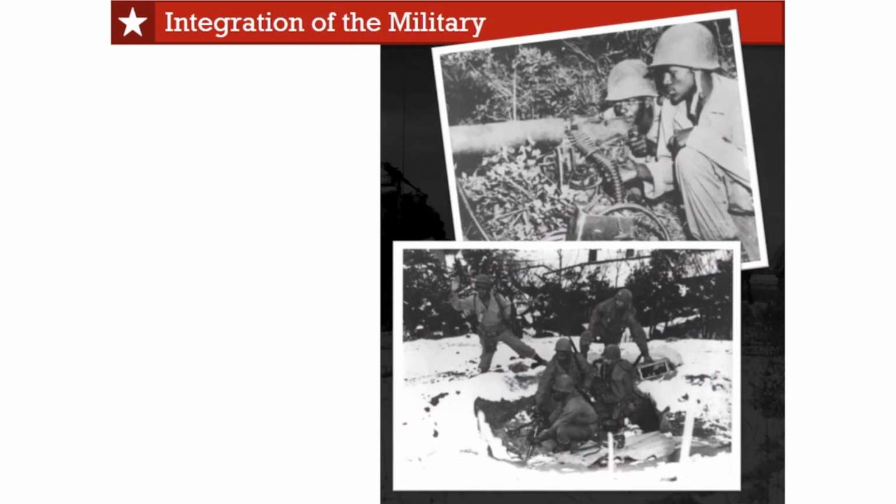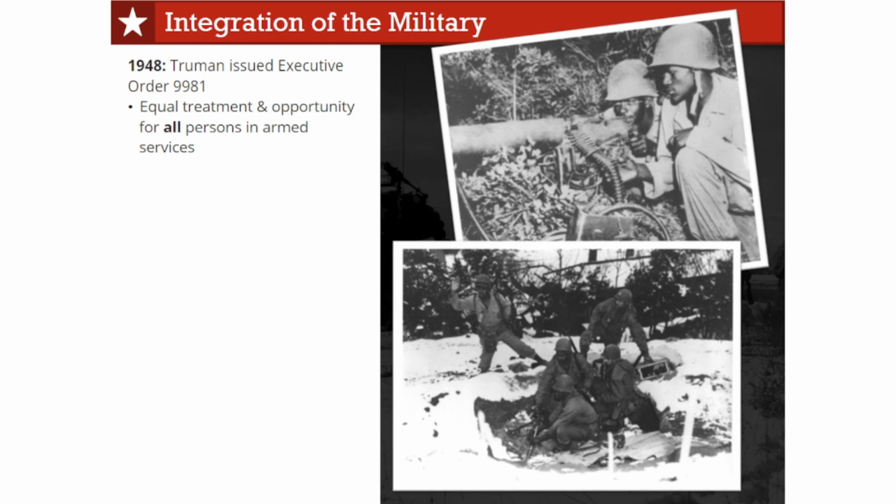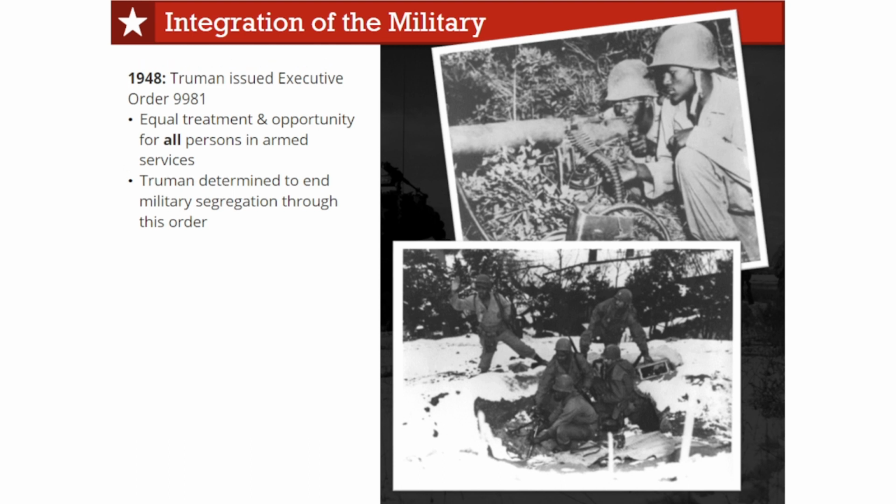Fighting conditions in the Korean War were also unique for reasons beyond the challenges of the terrain and the extremes in weather. In 1948, 3 years after World War II ended, President Truman issued Executive Order 9981. This order declared that there shall be equality of treatment and opportunity for all persons in the armed services without regard to race, color, religion, or national origin. The president was determined to end military segregation through this executive order.